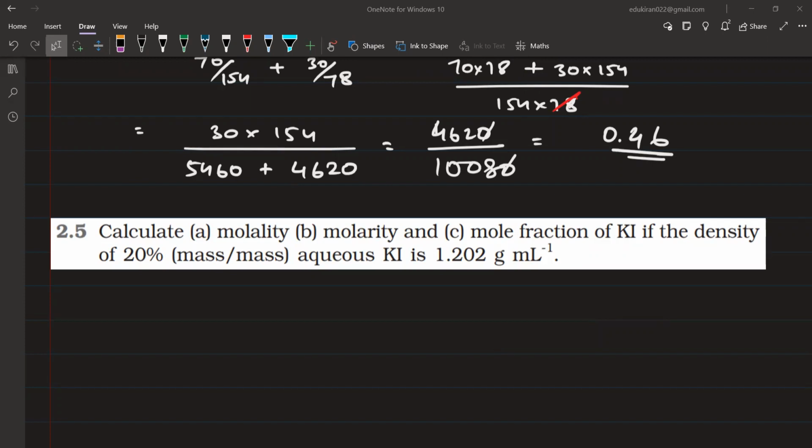एक चीज आप लोग को दे देते हैं हम. KI का मॉलिक्यूलर वेट है 166. Calculate molality, and mole fraction of KI if the density of 20% mass by mass aqueous KI is 1.202.